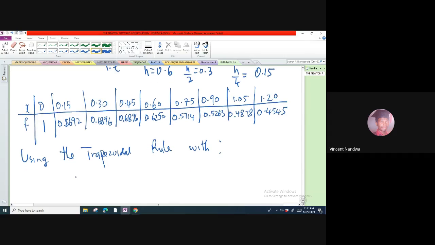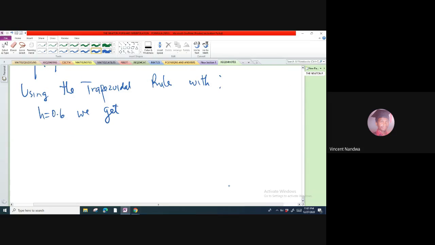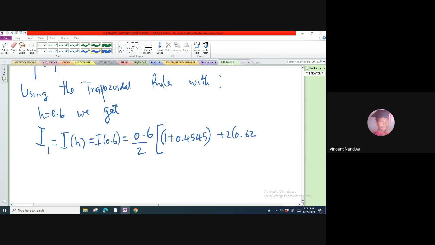so there are three cases. H equals 0.6, we get I1, which will be given by I of 0.6, which will be 0.6 over 2 into 1 plus 0.4545, then plus 2 into 0.6250. Please reconfirm. 0.8113.